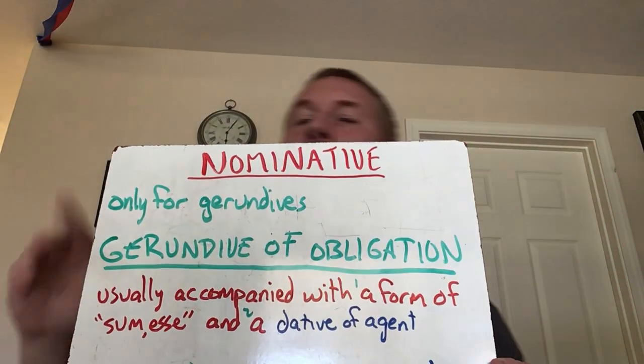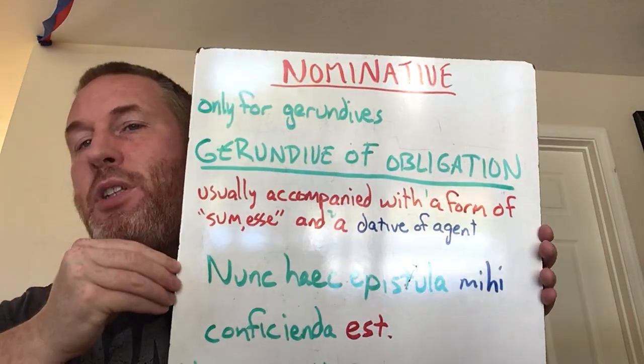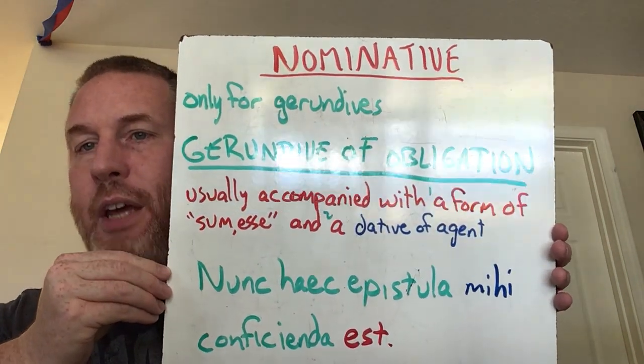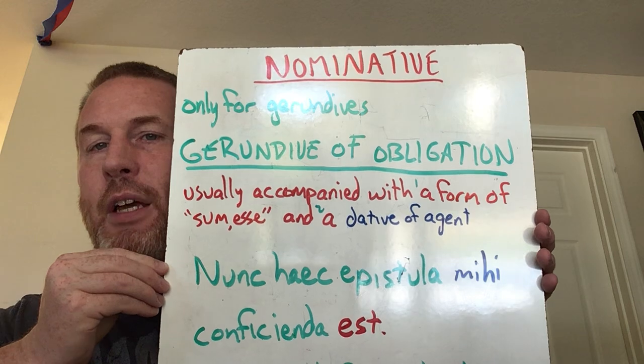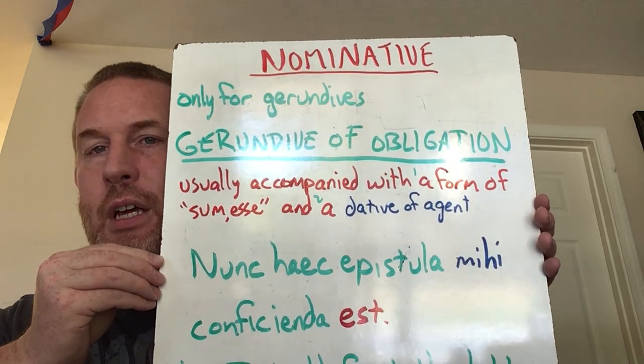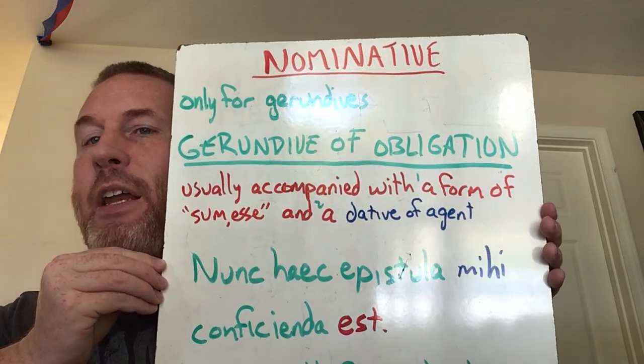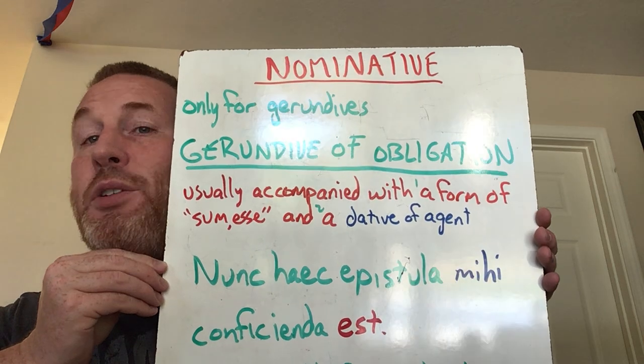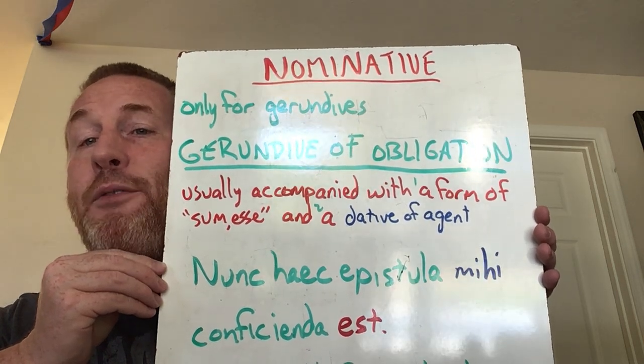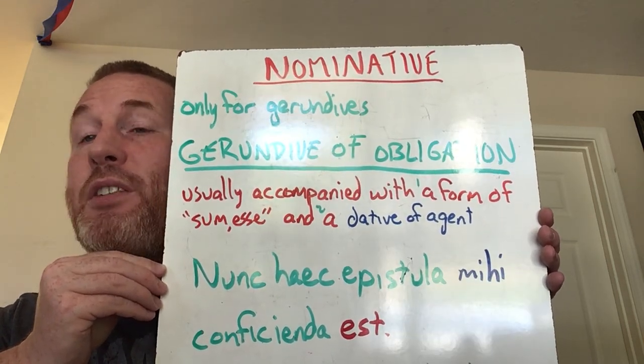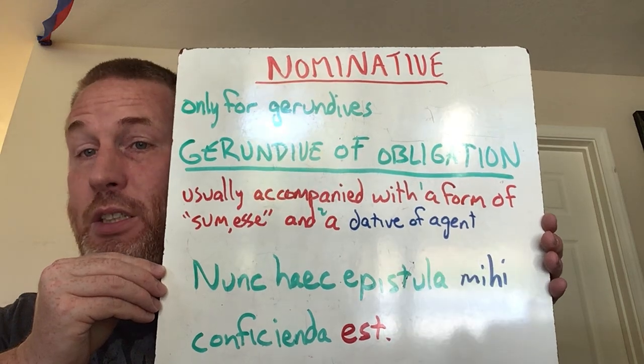So this is the nominative use, all right? It only exists for the gerundives, okay? It's called the Gerundive of Obligation. I am sorry about the glare there. It's almost summertime. Now, it's usually accompanied by two things: a form of sum esse and something called the dative of agent, okay?